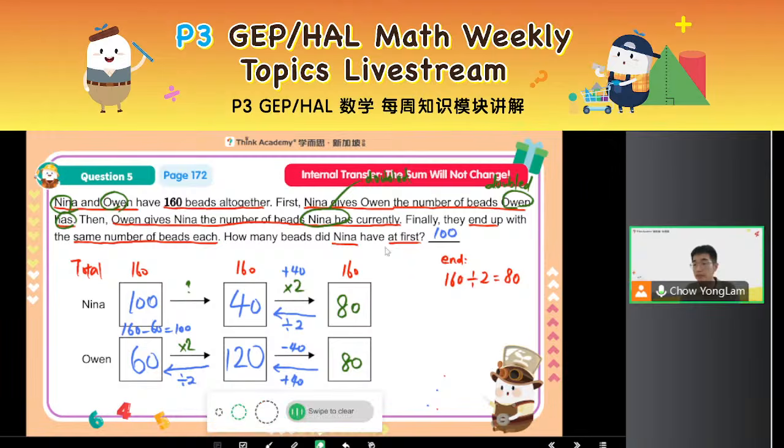We are only focusing on internal transfer, right? Internal transfer. The sum will not change, right? If I am giving you, you're taking from me, we didn't throw away anything, we didn't bring in new things. Then the sum, the total, will never change at any point of time.